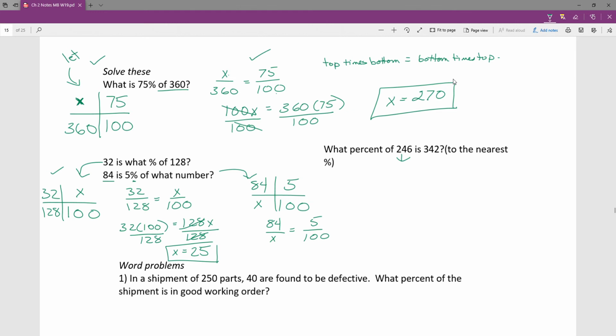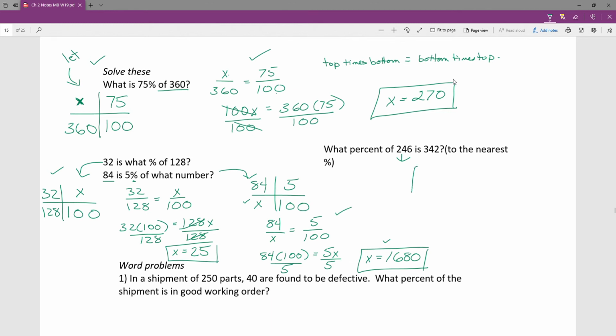So we'd have top times the bottom, write it on one side, bottom times the top, and write it on the other side. Divide out to solve for x. And in the second example, awkwardly squished in here, I get that x equals 1680. So you've covered all three parts of your word problem. You've got a let statement, you've got an equation, and you've got a final answer.